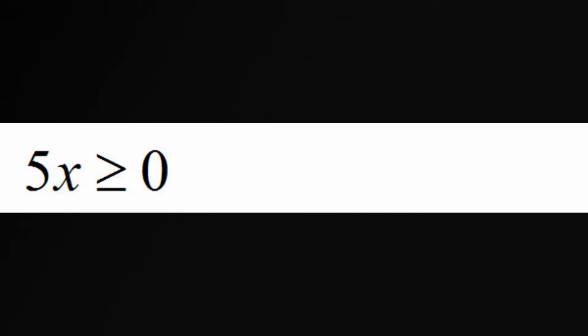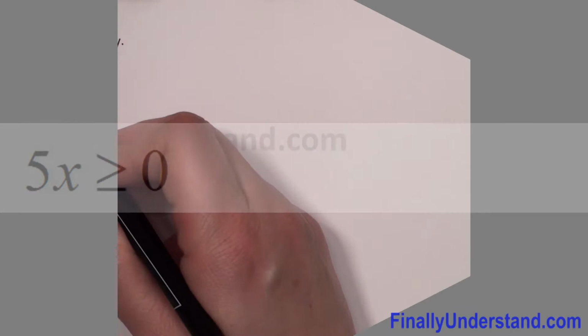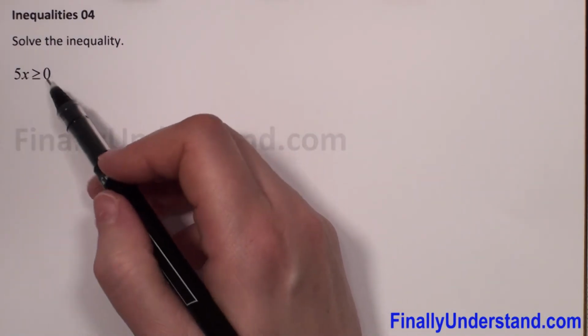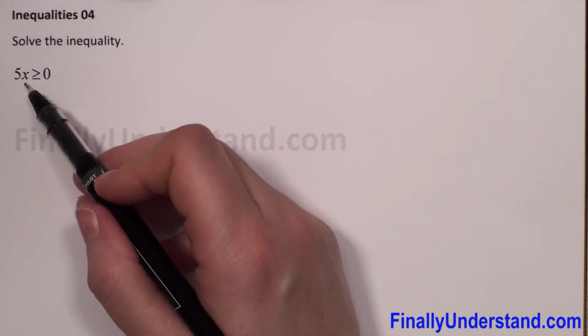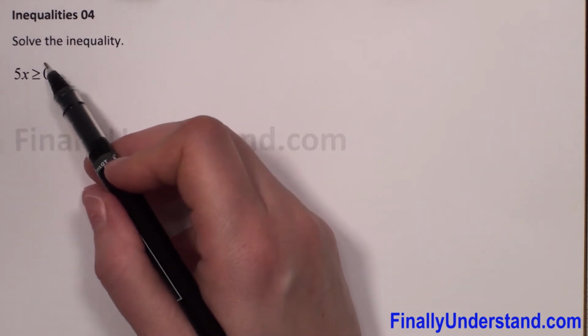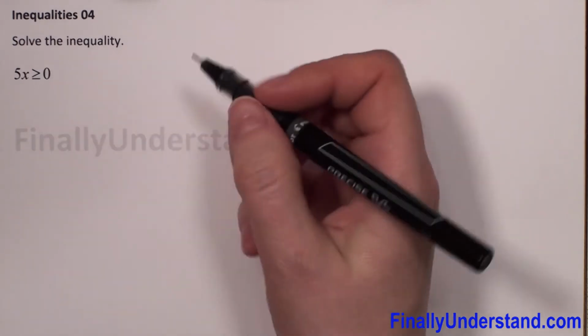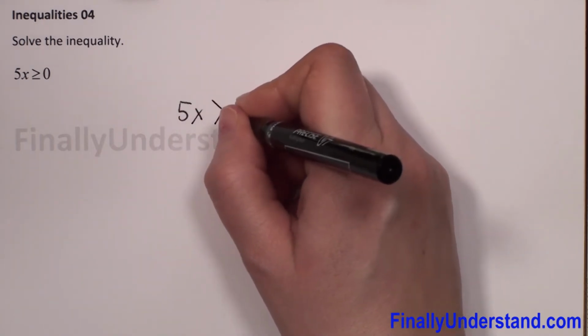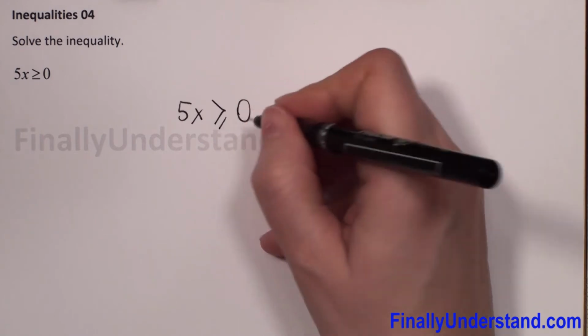We have the inequality 5x is greater than or equal to 0. When we have to solve this inequality, it means we have to find all possible values of x for which this inequality is true. Let me copy this first. We have 5x is greater than or equal to 0.